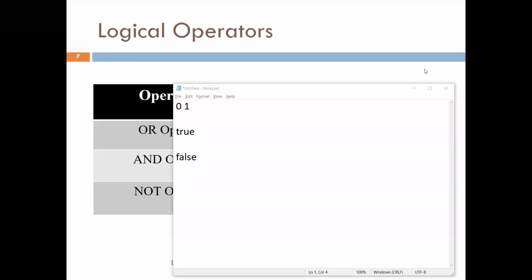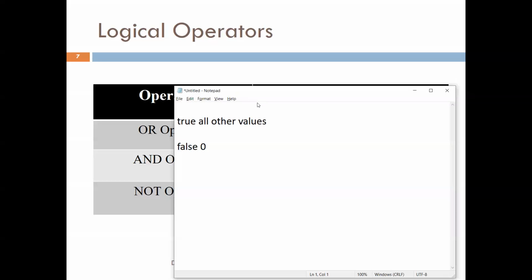0 or 1, which one is true? Anybody? One student says 0 is true. The other says 1 is true. How did that happen? See, 1 is true, false means 0. True means all other values. Okay, even if it is 1, it is true.